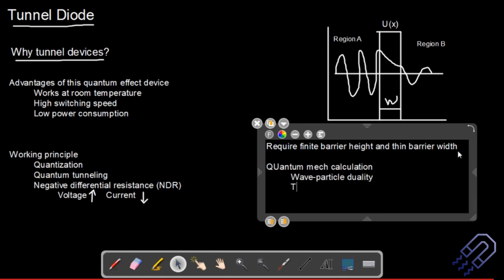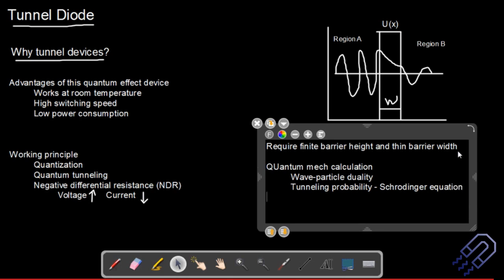If you want to find out the tunneling probability, where there really would be the probability for the electron to come out of the system and contribute to the conduction process, we can find it out with the help of the Schrodinger equation. So this has got a very straightforward idea.